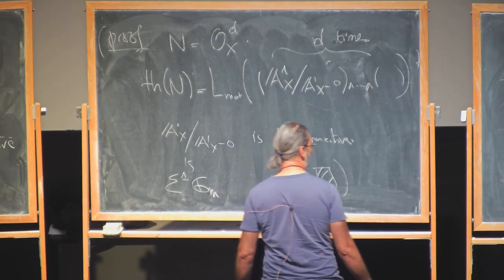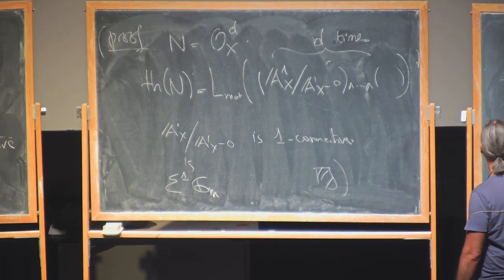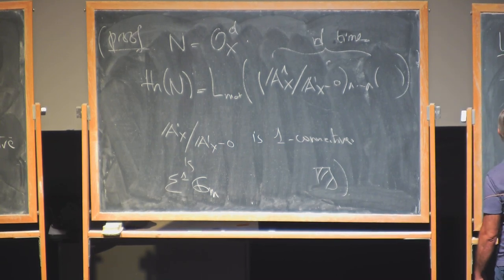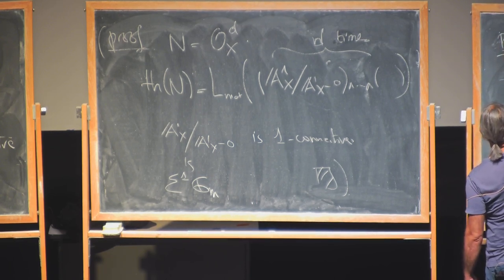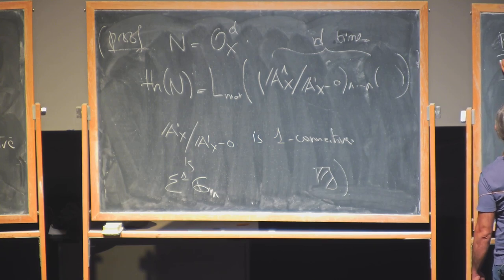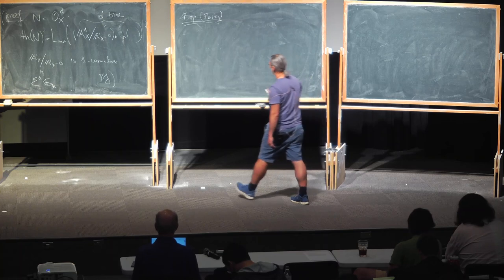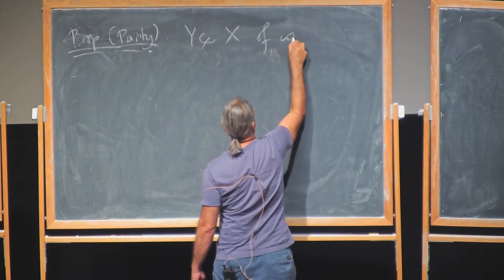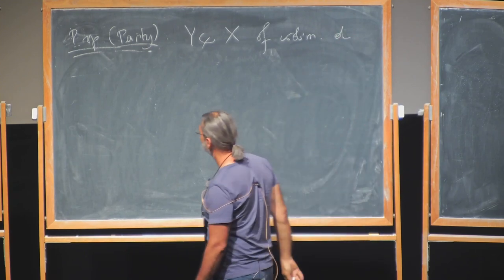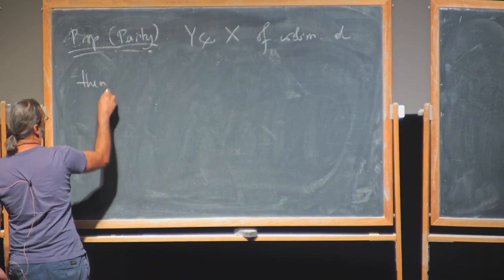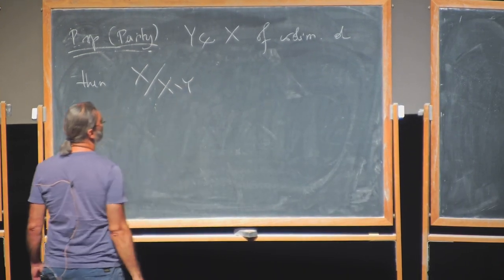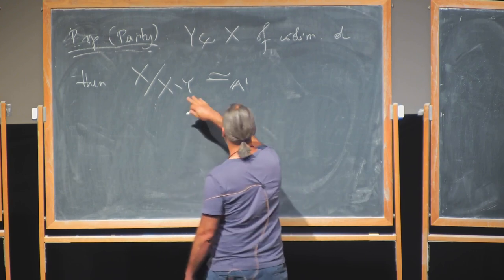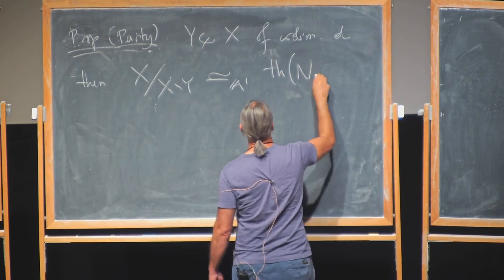Another fact that we need is the following, a proposition called purity, in the paper of Morel-Voevodsky. If you have Y inside X closed, of codimension d, everything smooth, then X over X minus Y is A1 homotopic: there's an equivalence in H(k) between this and the Thom space of the normal bundle of Y.